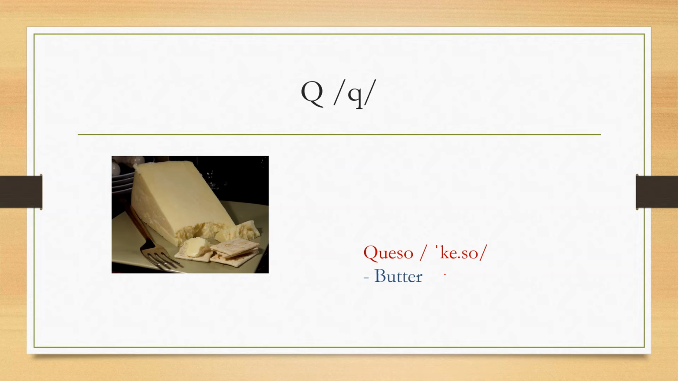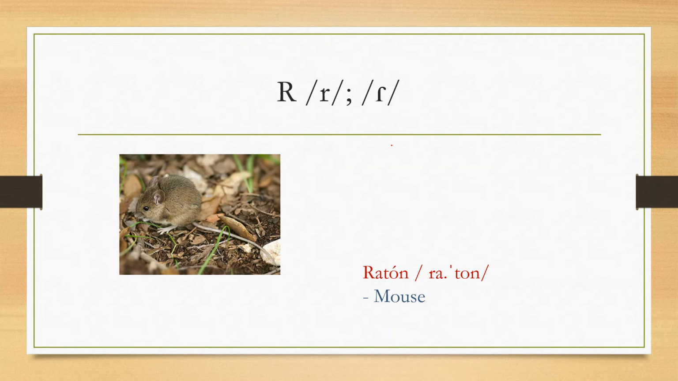Q, queso, queso. R, ratón, ratón. The R in the beginning of words is often pronounced with a rolling R. So, ratón, Rodrigo.